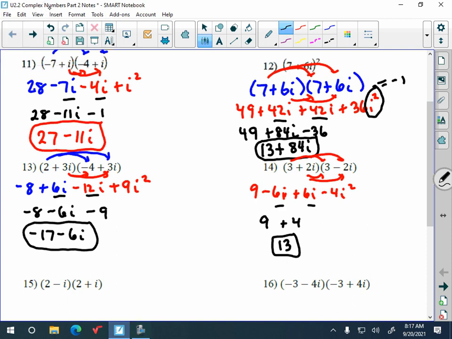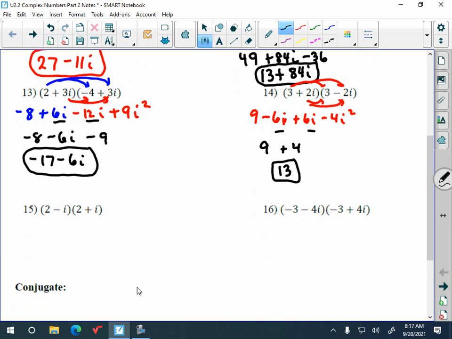All right, so on 14, the i's in the middle are going to cancel out, and that's because these are special complex numbers. They're exactly the same term, just opposite signs. So when that happens, the i's are all going to end up canceling out. All right, so go ahead and do 15 and 16 now.